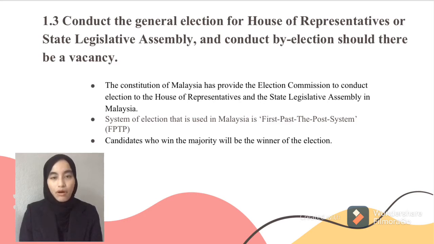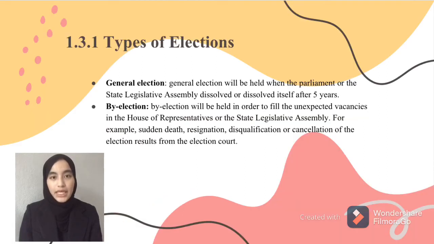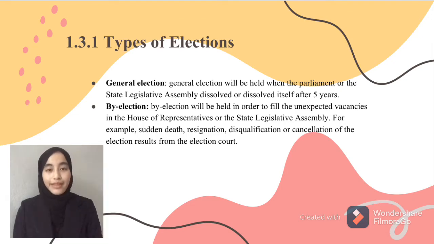The system of elections used in Malaysia is the first-past-the-post system (FPTP) in single-member constituencies, and candidates who win the majority in the elections will be the winner. There are two types of election, which are general elections and by-elections. A general election will be held among the members of the House of Representatives or the State Legislative Assembly after a dissolution happened.